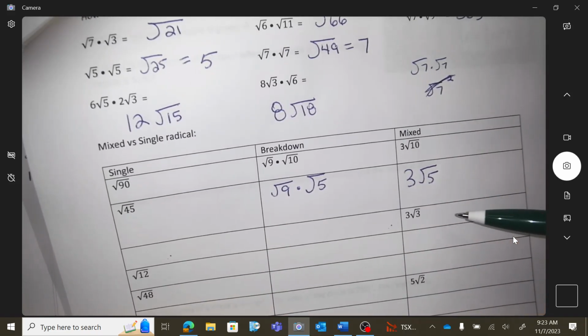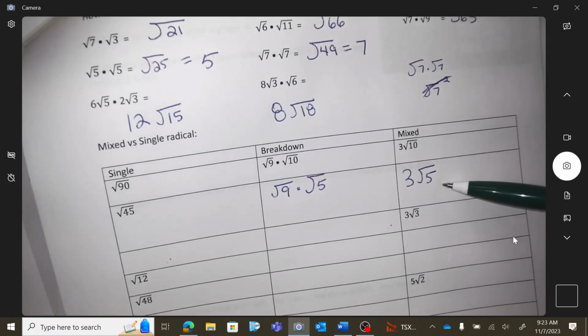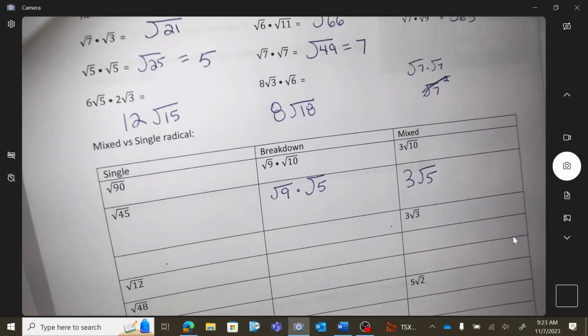So this is called a mixed radical because you can see that I have a whole number part and a radical part. So that's why it's mixing.